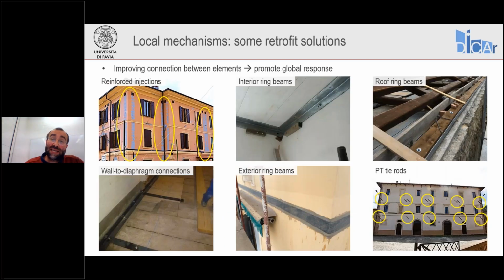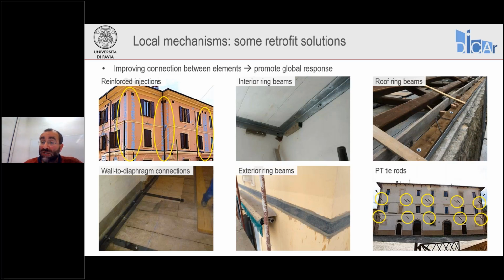If we want to improve connections between walls and diaphragms instead, we have other techniques that can be adopted. Again, reinforced injections can be used at corners, at intersections, to improve the interlock between intersecting walls. We may use steel plates to connect diaphragms to masonry walls, and we can build interior, exterior roof ring beams with different materials: steel profiles, composites, steel and timber profiles. And these are all techniques, again, able to improve the connections between the diaphragms and the vertical walls.